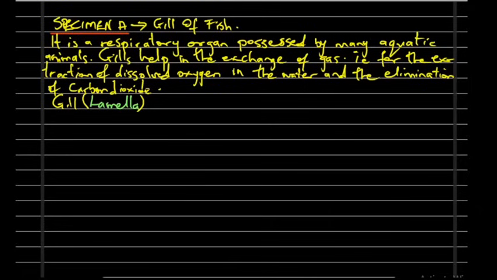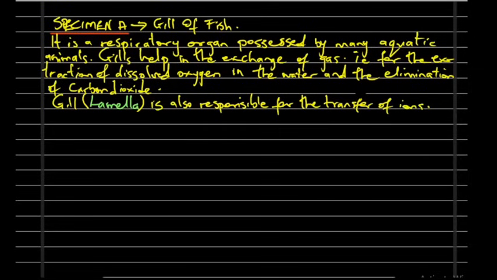Apart from its function of eliminating carbon dioxide after it has taken in oxygen, or dissolved oxygen, from water, it is also responsible for the transfer of ions and water. It is also responsible for the transfer of ions. So that is another function of the gill system.